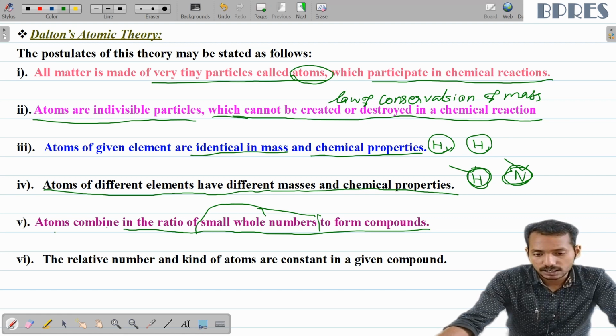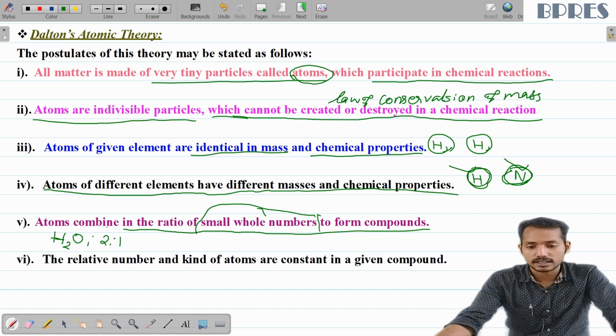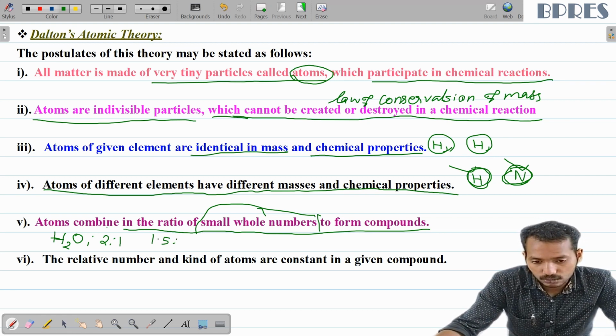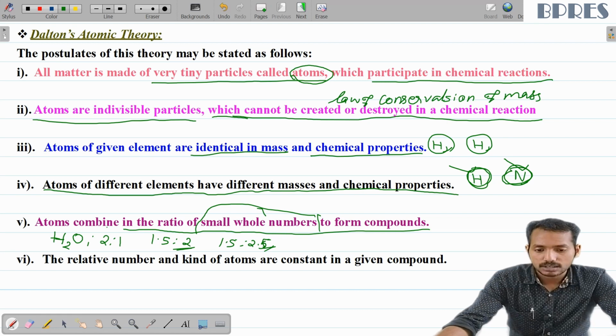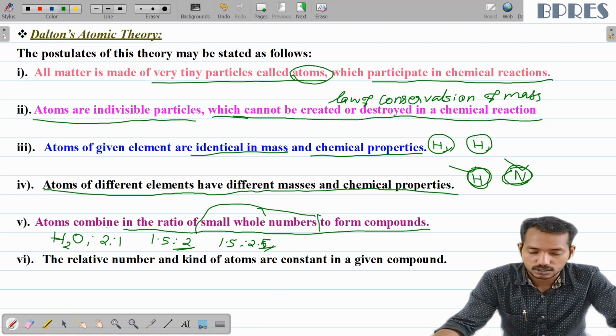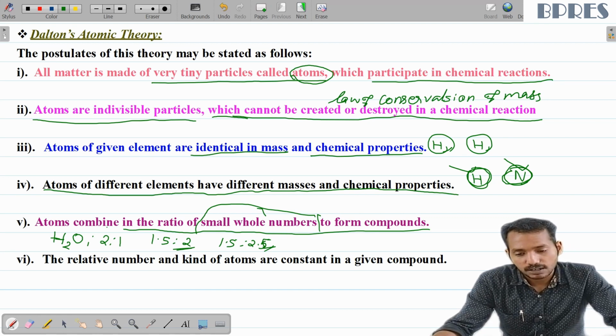For example, H2O is the chemical formula of water. What is the ratio of hydrogen to oxygen in numbers? 2:1, 2 hydrogen and 1 oxygen. But there is no possibility of 1.5 to 2 or 1.5 to 2.5 like that, because atoms are indivisible, so atoms combine in a whole number ratio. We cannot make a compound of 1.5 hydrogen and 2 oxygen or the like. So that is the fifth statement.